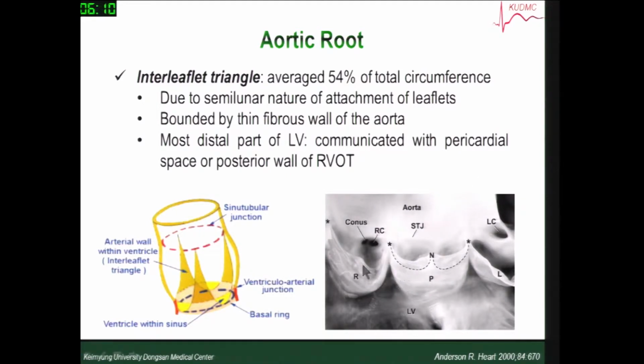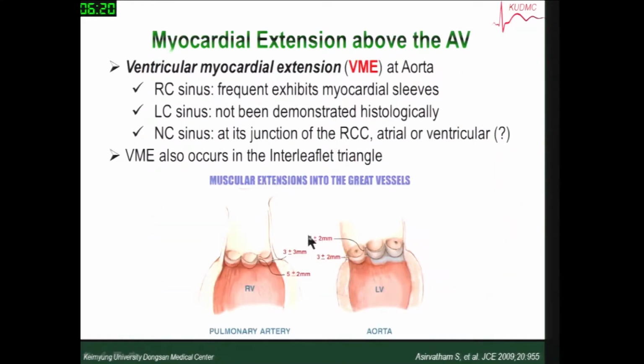This is a junction between the right and non-coronary cusp, and there's another junction between the right and left coronary cusp. This is the interleaflet triangle. There's a typical PVC originating from this interleaflet triangle, from the left and right coronary cusp junctions. And another characteristic of the aortic valve is myocardial extension to the aorta.